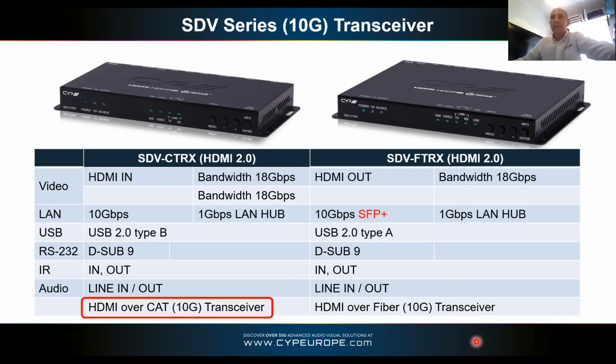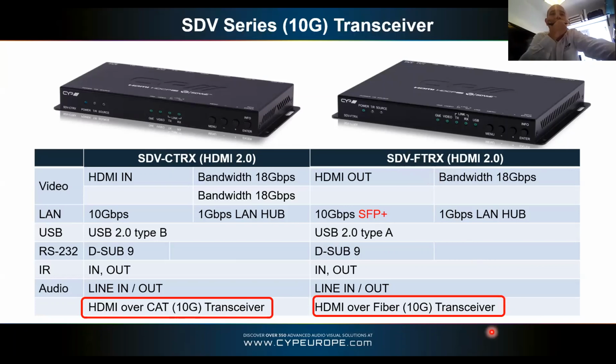On the left-hand side there, you can see the CTRX. So that is, if I just quickly highlight that there, C for cat, and then TRX as in transmitter receiver. So that's the cat version. And then on the right-hand side, you've got the FTRX, which is then fiber transceiver.